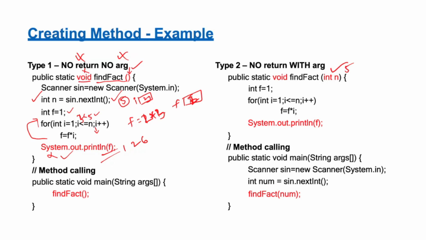So f is initially 1. Again with the value 5, until 5 iterations it will do here and calculate this particular value, and it will print this particular value. You understand what it is doing here: it is taking input, but it is not returning anything. Okay, so here I can call this one, I can read this number and call this one here. So it will take 5. This 5 will be copied to here.